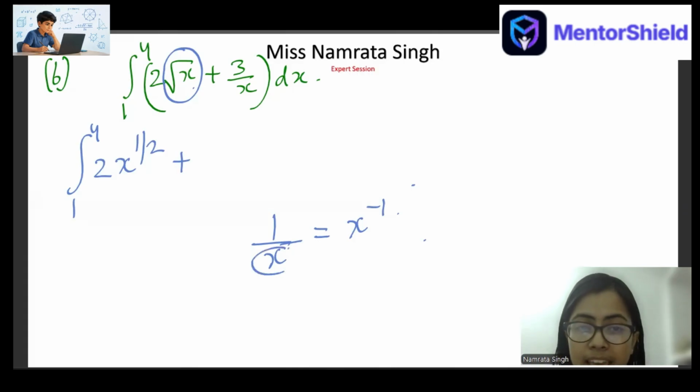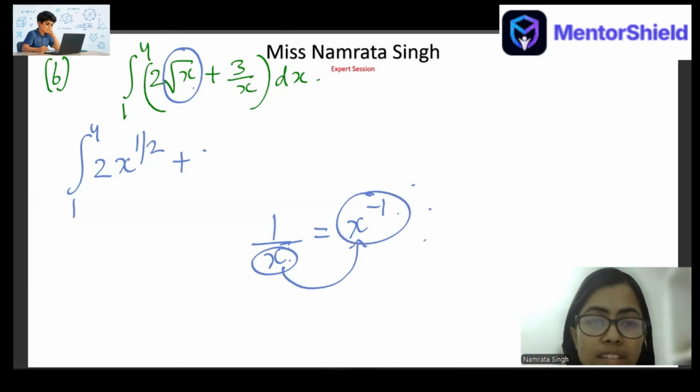Fine, so I am taking this x from the denominator to the numerator, so I am putting a negative power to it. So what can we write here? We can write 3x raised to minus 1. Fine, so this is done. Now let's try to evaluate this, the integration of this thing.